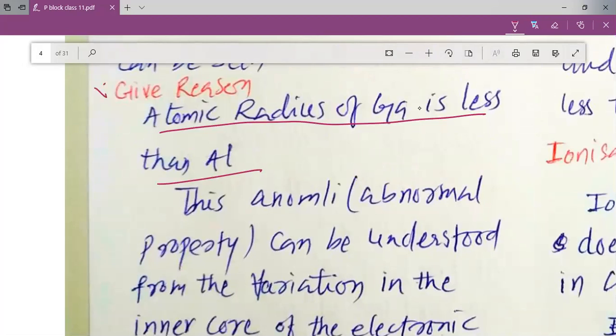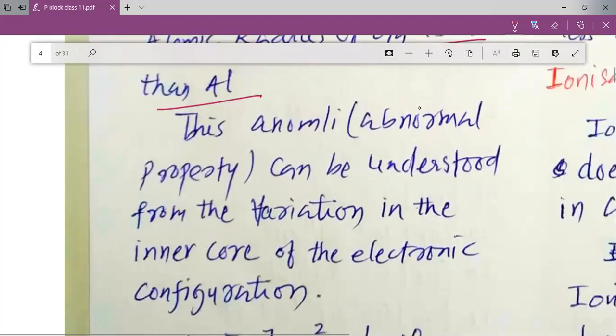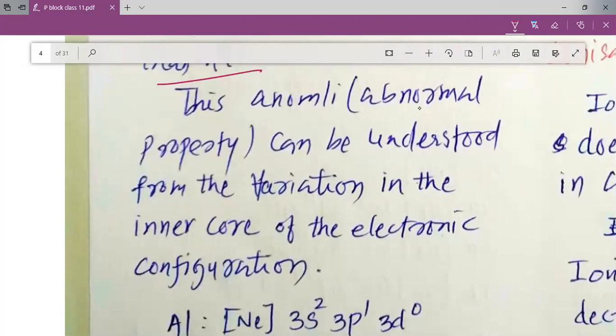This is an important reason you may be asked in your exams: give reason why the atomic radius of gallium is less than the atomic radius of aluminium. Generally, going down the group, the atomic radius should increase. But as you move from aluminium to gallium, instead of increasing, the atomic radius decreases. Why? What is the reason?